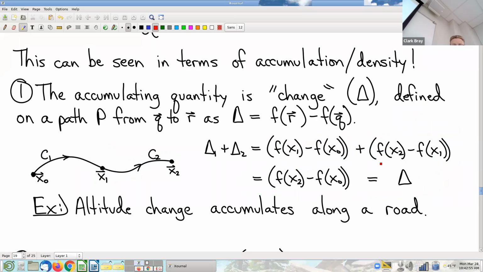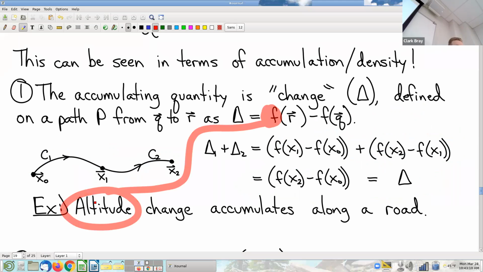So change is an accumulating quantity. By the way, my favorite metaphor for thinking about this is letting the function in question, whose change we're keeping track of, think of that as being altitude. So I always imagine, if I have some path, okay, I'm driving along some mountain road and I'm keeping track of how altitude changes. And of course, the total amount of altitude that I gain is the sum over each little segment of the drive of how much altitude I gain on each segment.